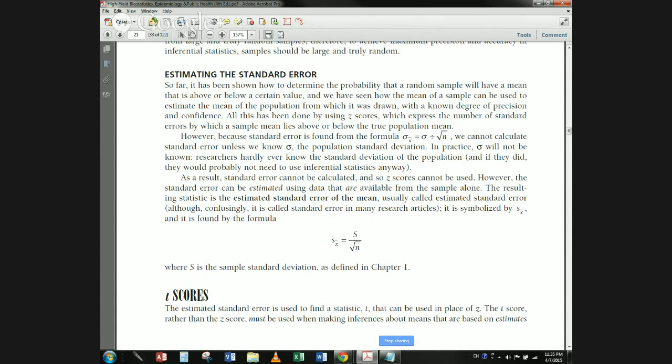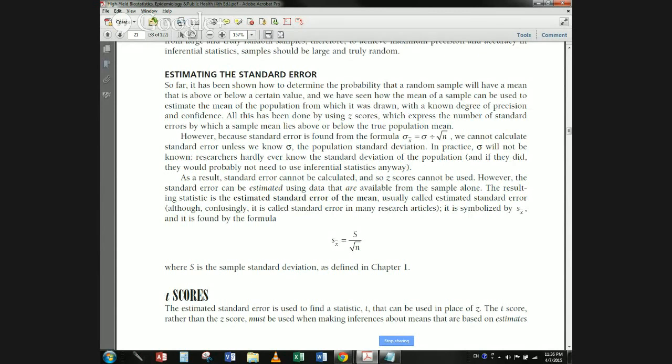However, the standard error can be estimated using data that are available from the sample alone. The resulting statistic is the estimated standard error of the mean, usually called estimated standard error, although confusingly, it is called standard error in many research articles. It is symbolized by S of mean and is found by the formula S of mean is equal to S divided by the square root of n, where S is the sample standard deviation as defined in chapter 1.